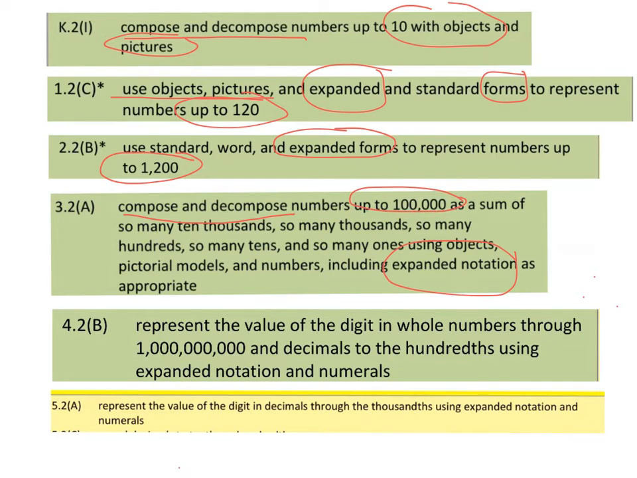In fourth grade, they're doing expanded notation and standard form and expanded form, and they're going all the way up to 1 billion. But this is also where students get decimals to the hundredth. Then finally in fifth grade, they're still composing and decomposing. They're using expanded notation. They're using expanded form. And now their decimals are going through the thousandths.